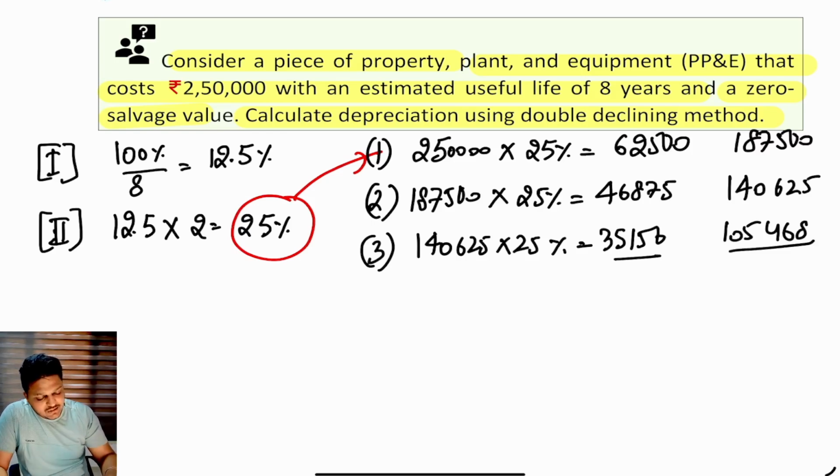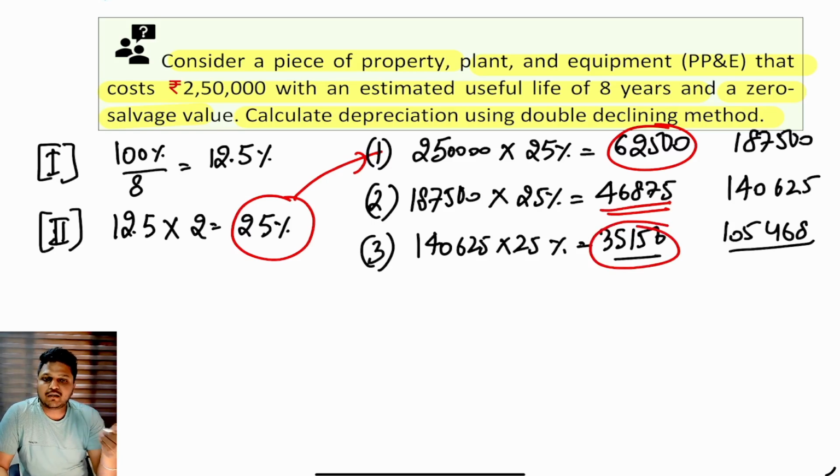Now, in the first year, the depreciation charged was 62,500, which is humongous. In the second year, it reduced directly to 46,875, almost 17,000, right? And then it is 35,156 in the third year, and so on.